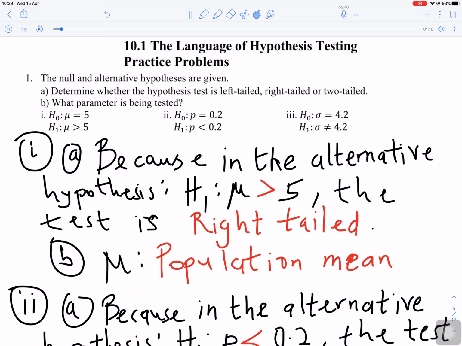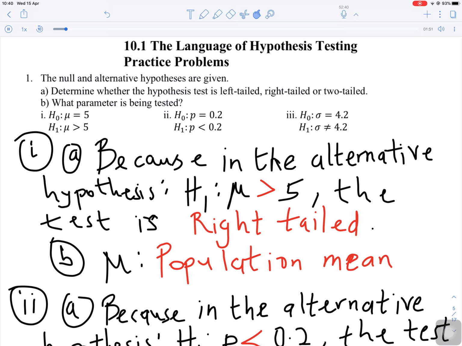So there are 3 tests that one could be doing when we are doing hypothesis tests. That will be the left tail test, the right tail test, and the two tail test. So for I, we have the null hypothesis. We denote the null hypothesis with H0, and we usually call the subscript 0 "not". So H0, the null hypothesis, is mu equals 5. And the alternative hypothesis is mu is greater than 5.